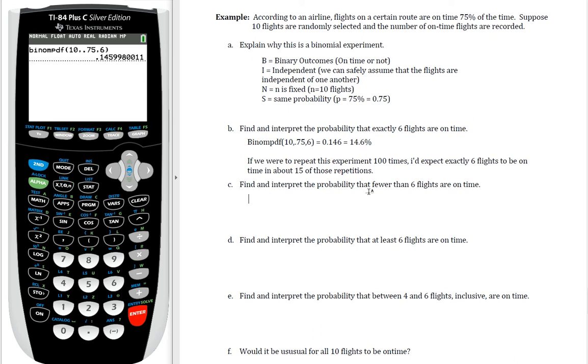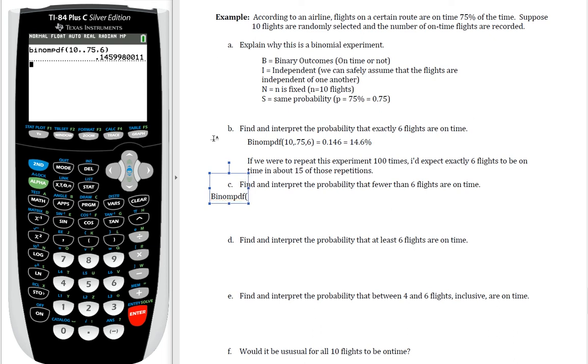The next one's a little bit different. Notice it says find and interpret the probability that fewer than 6 flights are on time. There's a couple different ways to do this. One way you can do this is by doing Binomcdf and finding the probability of each of the successes individually. Since it says fewer than 6, what that really means is less than or equal to 5. Fewer than 6 are numbers like 0, 1, 2, 3, 4, and 5, not 6.